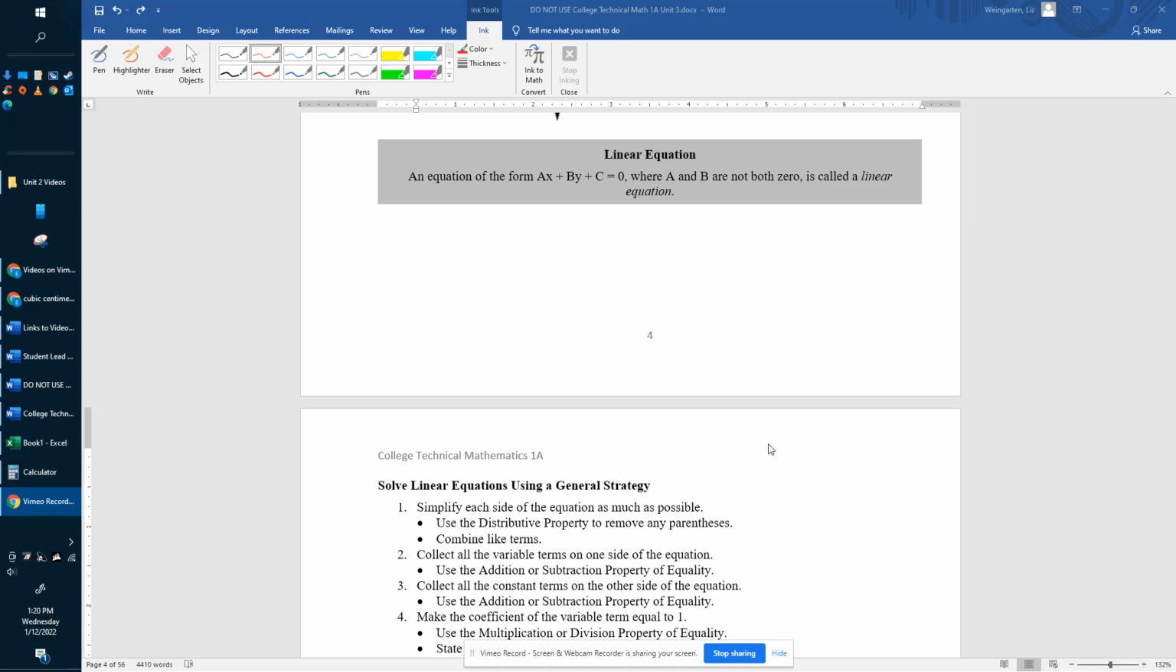Next, we're going to start looking at solving linear equations. A linear equation is in the form ax plus by plus c equals 0, where both a and b are not 0. If a and b were 0, we would end up with simply c equals 0, and that really doesn't tell us anything. So linear equations consist of variables with no exponents. The exponent is always going to be 1. We can go ahead and get started.